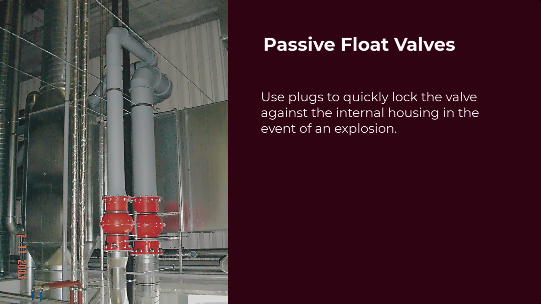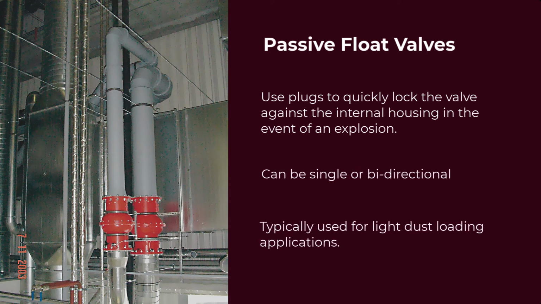Passive float valves have internal valve plugs that can move axially within their housings. If an explosion occurs, the pressure wave in advance of the flame front will push and lock the valve against the internal housing, creating a mechanical barrier. These valves can be single direction or bidirectional. They typically are used only for light dust loading applications.